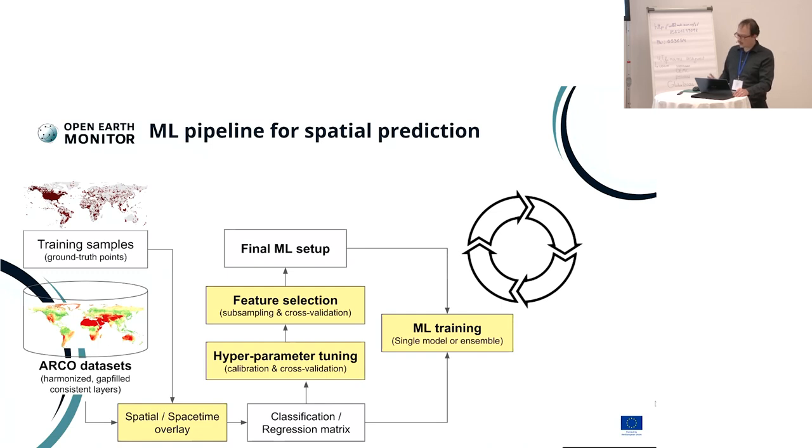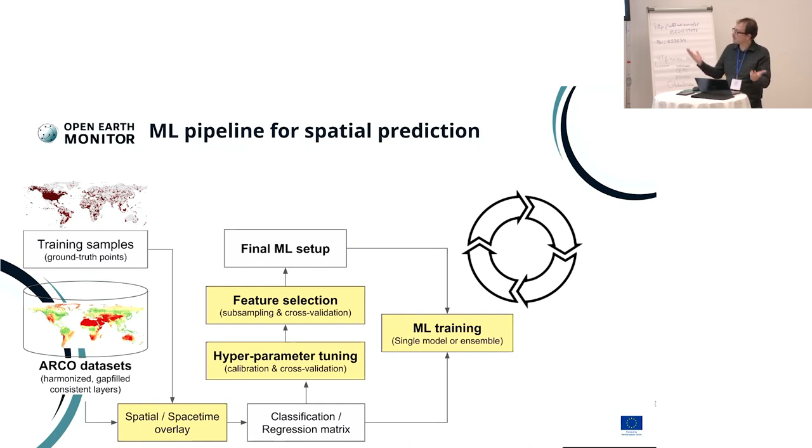So we have this approach to combine the points with the raster data. You have this overlay, right? You have a point and you get some raster value, and you can build a classification or a regression matrix. With that, you can start the machine learning pipeline. In the hands-on, I will show an example of a regression matrix to model a FAPAR variable, and you can see in practice how it looks.